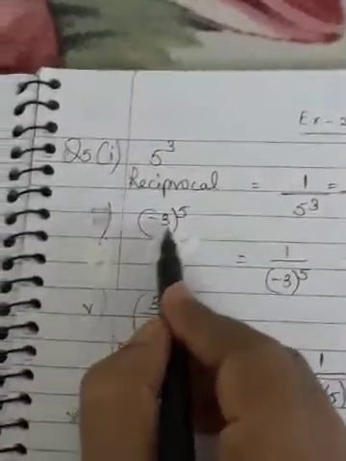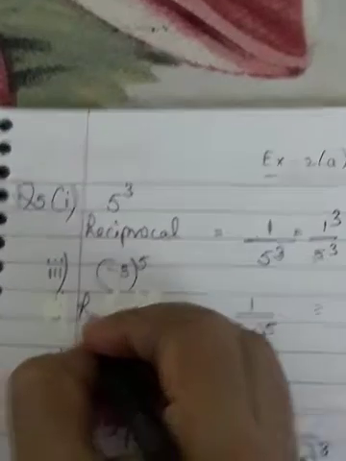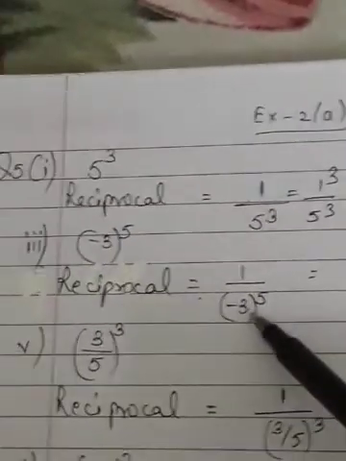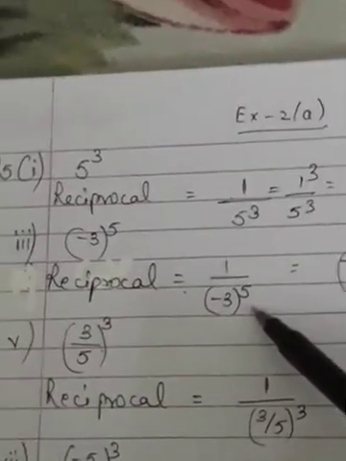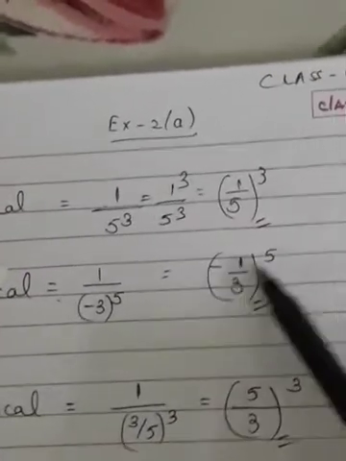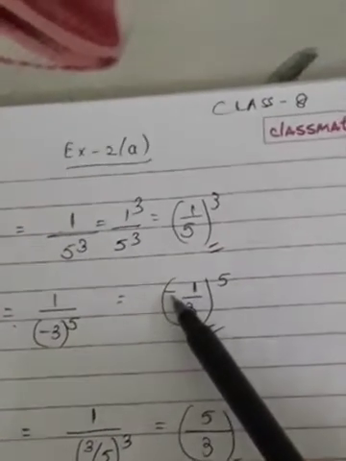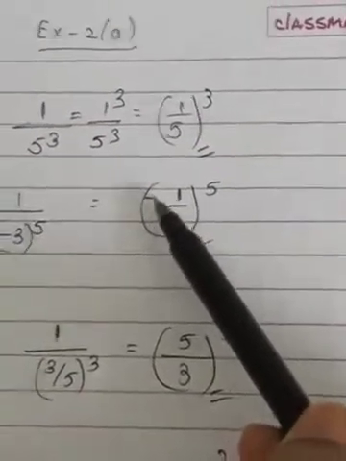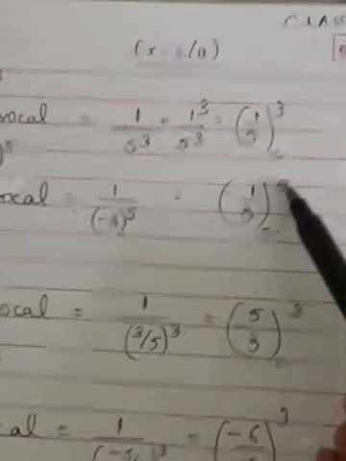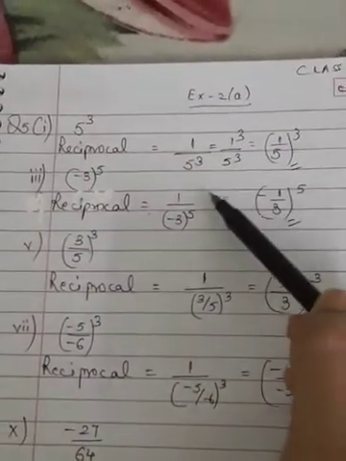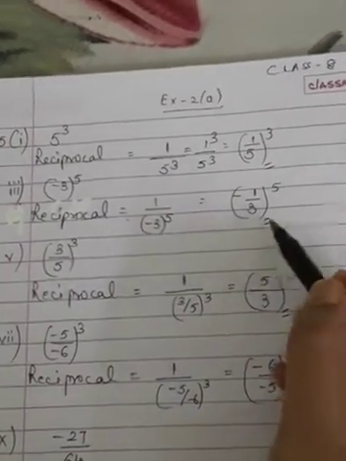Third part is minus 3 to the power 5. So the reciprocal is equal to 1 over this number, 1 over minus 3 to the power 5. Now since the power is odd, if I take the power common outside, you will get the minus sign only. So this minus I can write in the numerator, minus 1 over 3 whole power 5. This power 5 I can take out common. Again same thing, 1 to the power 5 is 1, so I can write it down.